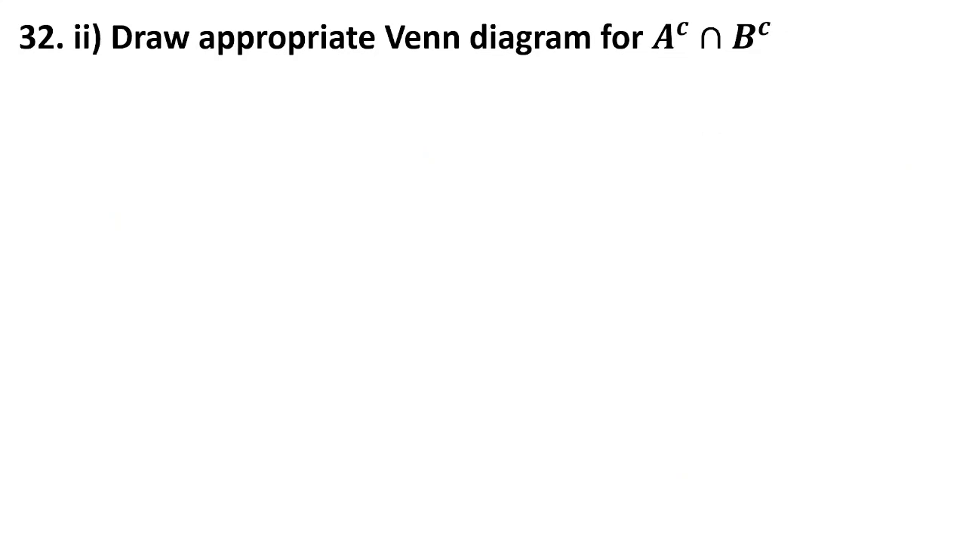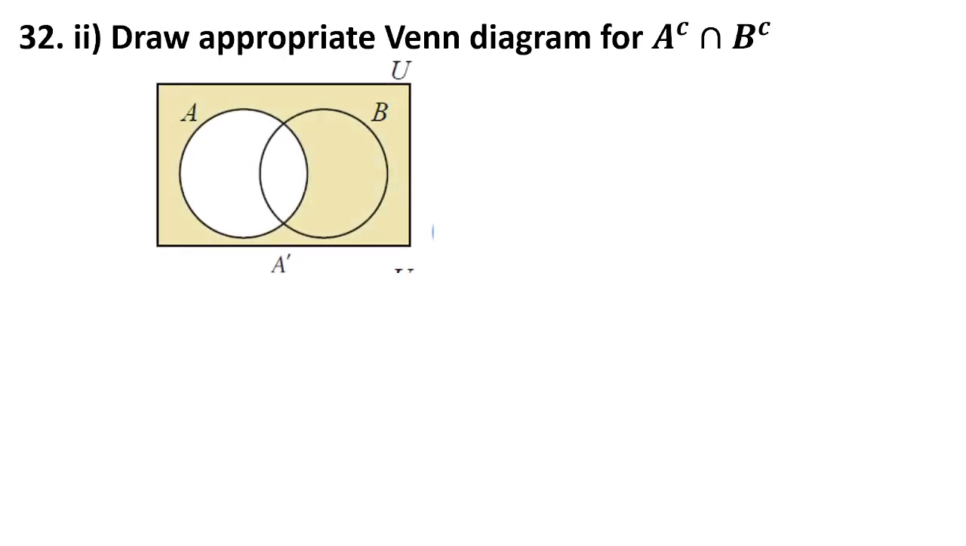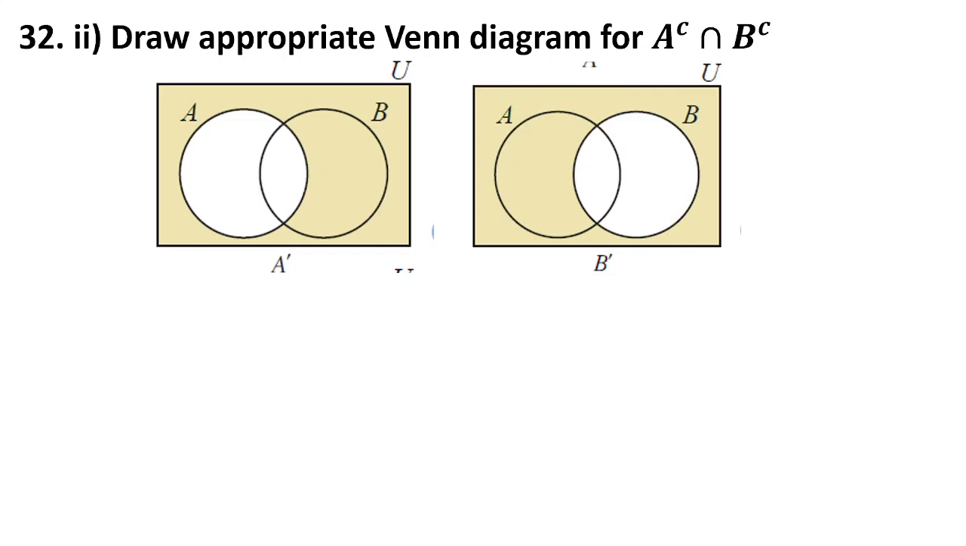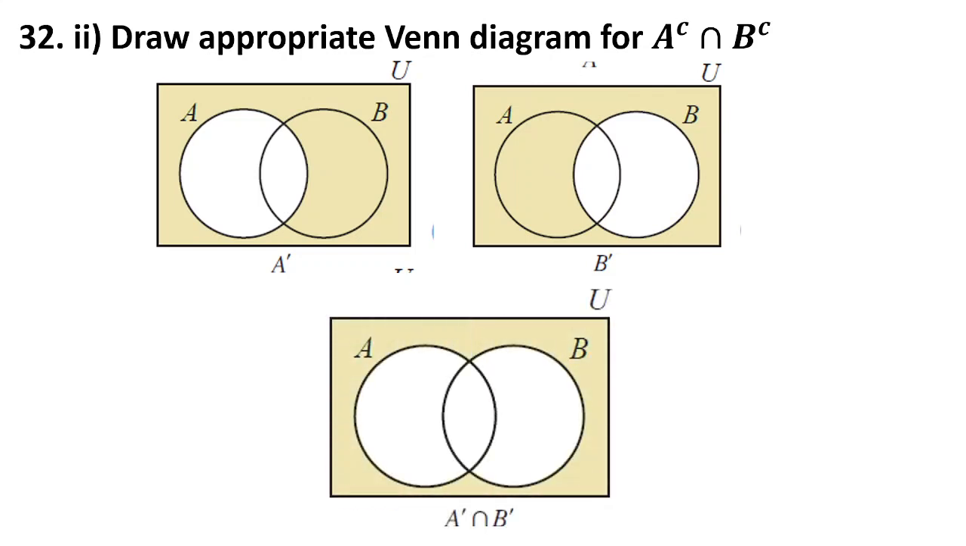Then again we want A complement intersection B complement. This is A complement, the elements which are not in A. This is B complement, the elements which are not in B. Now we want elements which are common to both. This is A dash intersection B dash. They are outside A and B.